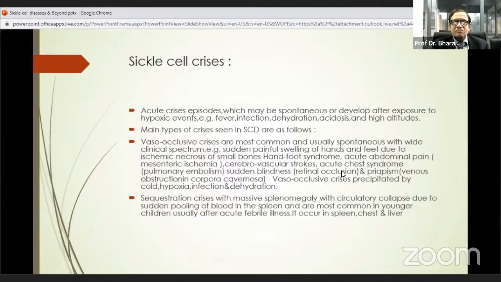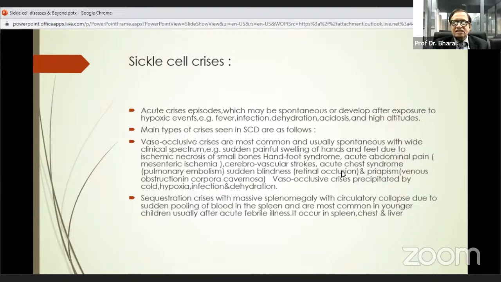Vaso-occlusive crises are most common and usually spontaneous. In the clinical spectrum, there is sudden painful swelling of the hands and feet, and ischemic necrosis of small bone. There is hand-foot syndrome, acute abdominal pain, mesenteric ischemia, cerebrovascular stroke, acute chest syndrome, pulmonary embolism, and sudden blindness due to retinal occlusion. There is also priapism, a venous obstruction of the corpora cavernosa. Vaso-occlusive crisis is precipitated by cold, hypoxia, infection, dehydration, and acidosis.